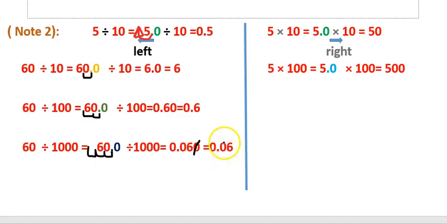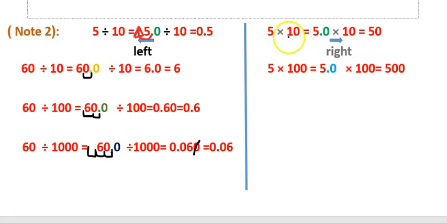Hundredths, because this place is tenths and this place is hundredths, with THS at the end. So when we divide, we move the decimal point to the left. So division and left are in black color. Multiplication and right are in gray color.